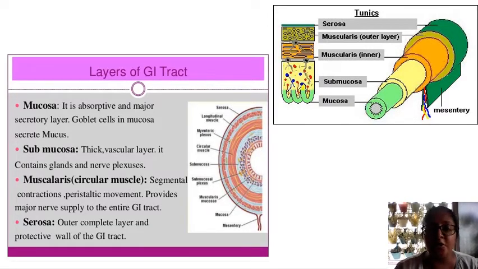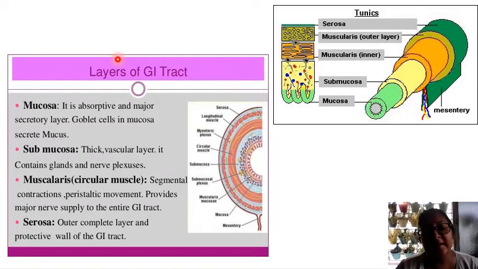Let us move forward to the next part, the layers of the GI tract, another important part of the digestive system. The gastrointestinal tract is covered by four layers: the mucosa, the submucosa, the muscularis, and the serosa. Mucosa is the innermost layer, then the submucosa, then the muscularis. The muscularis is again divided into two parts, the inner layer and the outer layer, and then the serosa.